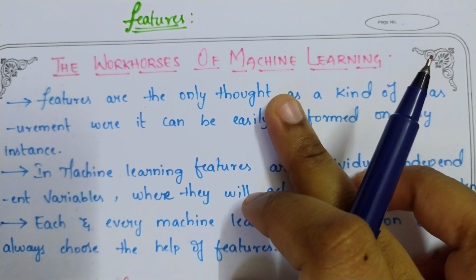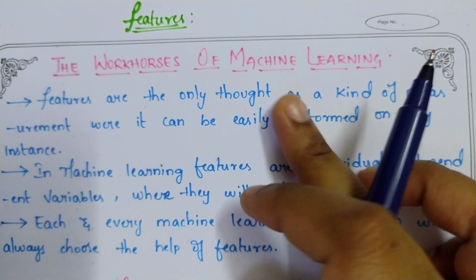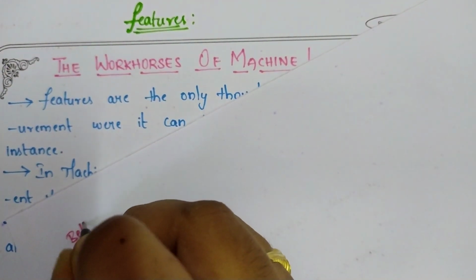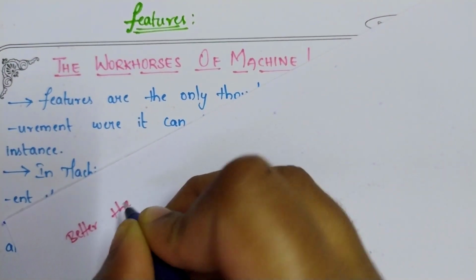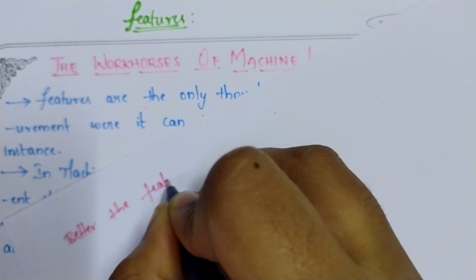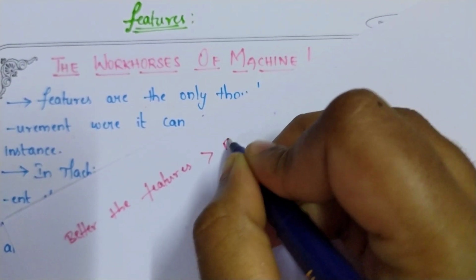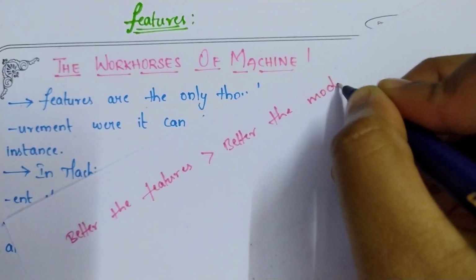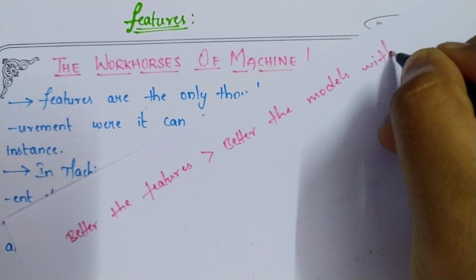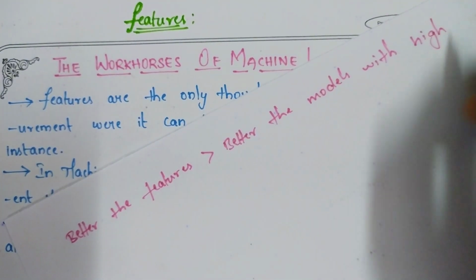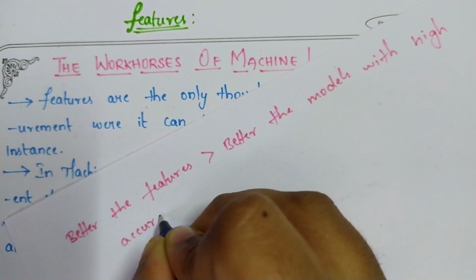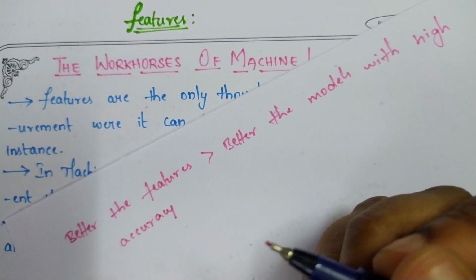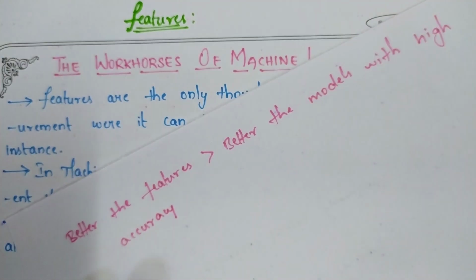And as I already discussed in my previous video, I told you one point there: better the features, better the models, with high accuracy. This is what leads machine learning beyond its success and its limits.